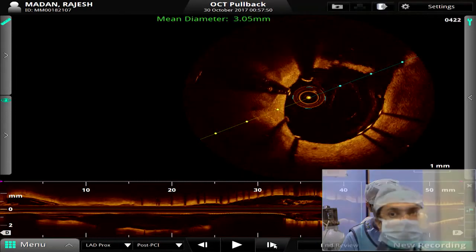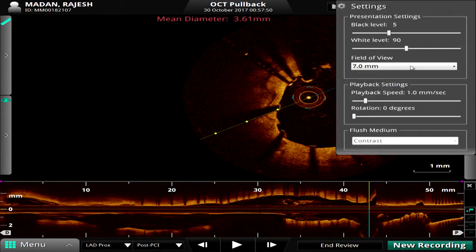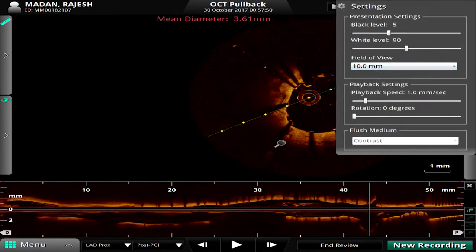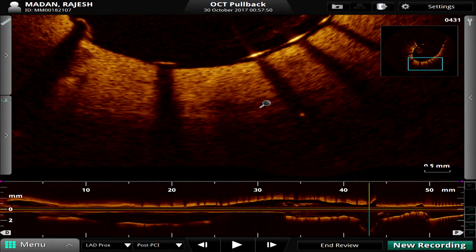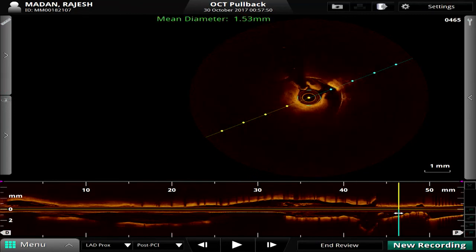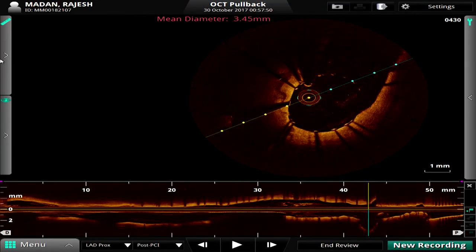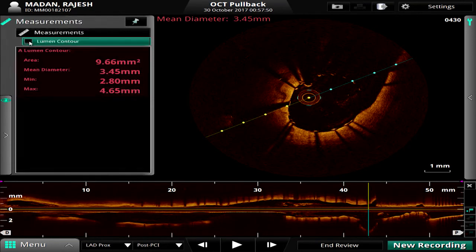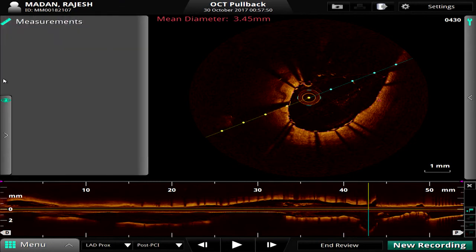And the ostial LAD looks okay. And you can just see the circumflex here. It is wide open. Yeah. It is wide open. And the left main part, unfortunately, we haven't got good images. But whatever we could see, the LAD part of the stent is okay, and the LCX is wide open. And I'll get you some measurements.